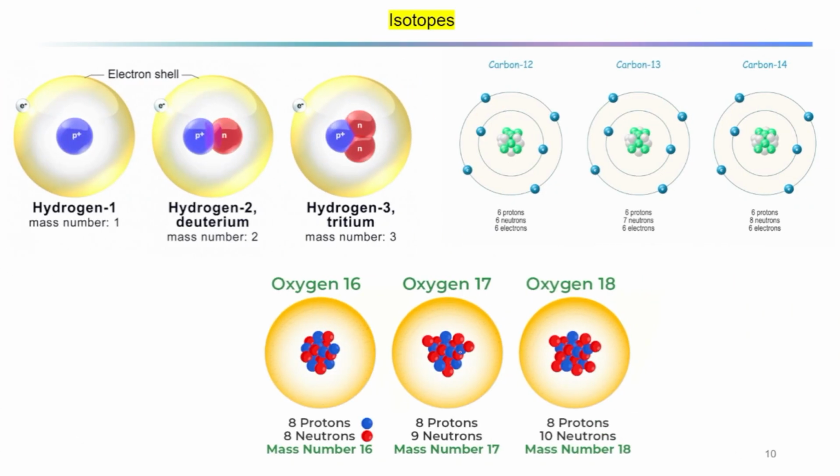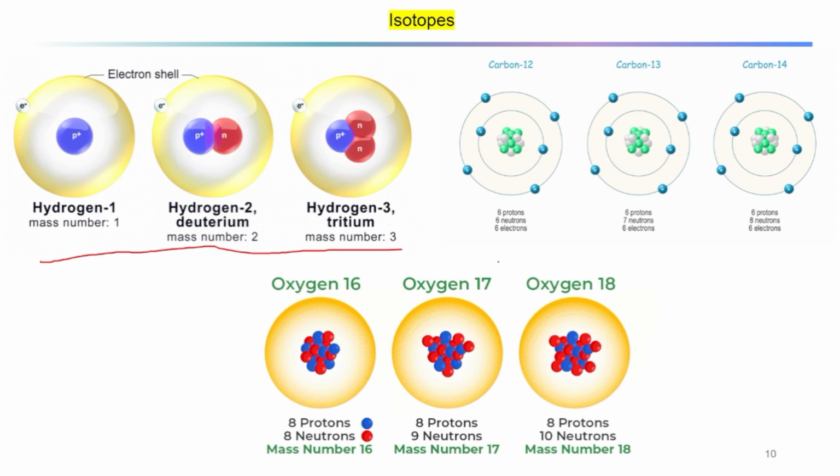Now let's see some examples of isotopes. So we have already discussed the isotopes of hydrogen in the previous slide. Let's see it again. So we have these three isotopes of hydrogen. In protium, we have only a proton, there is no neutron. In deuterium, we have one proton, one neutron. And in case of tritium, we have one proton and two neutrons.